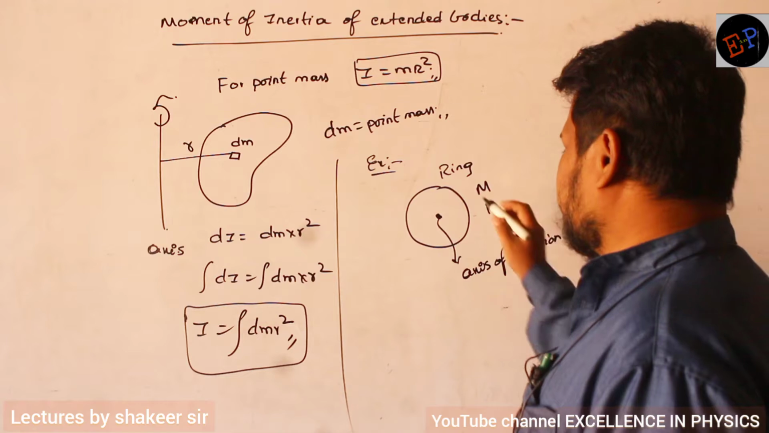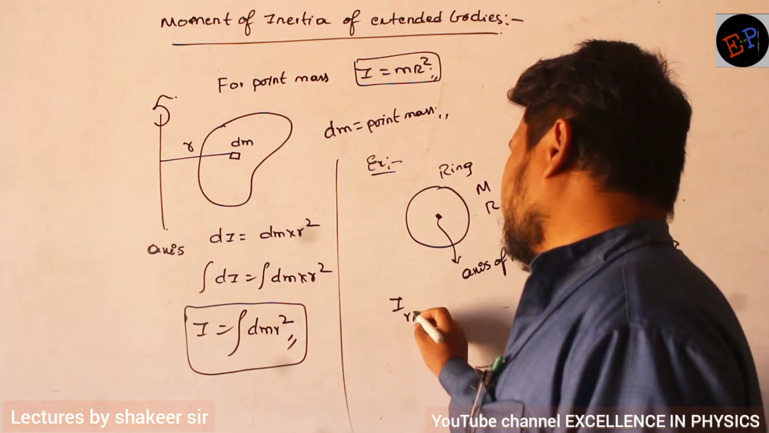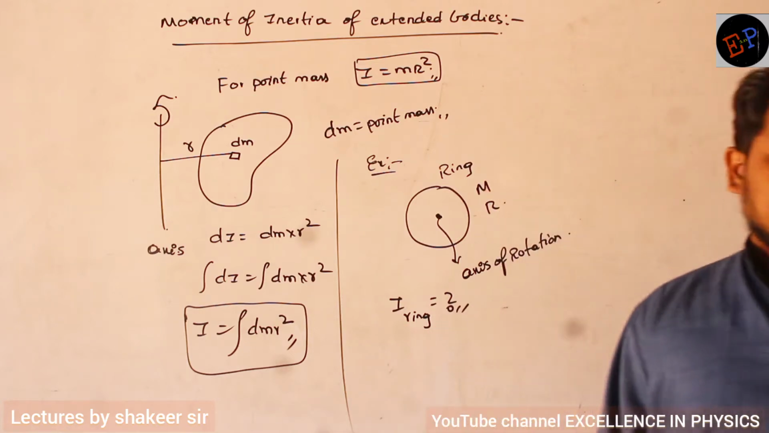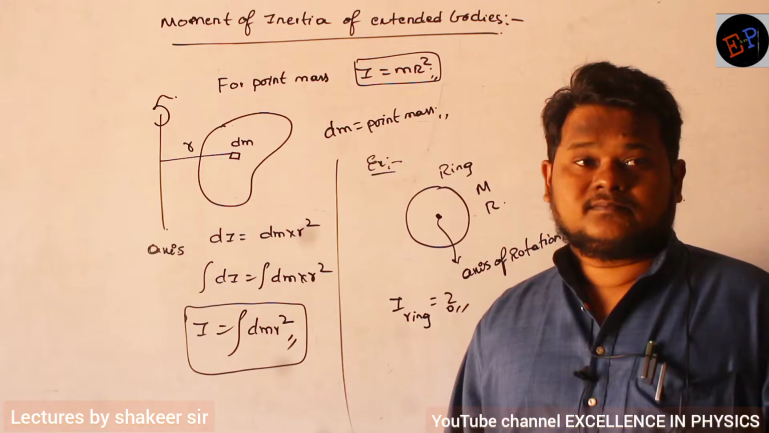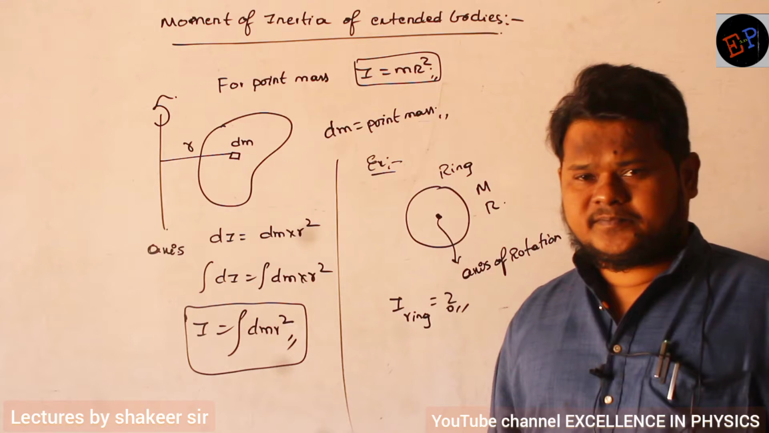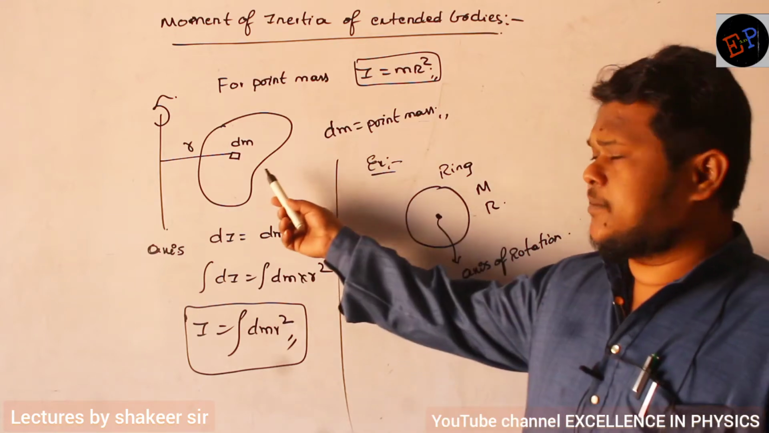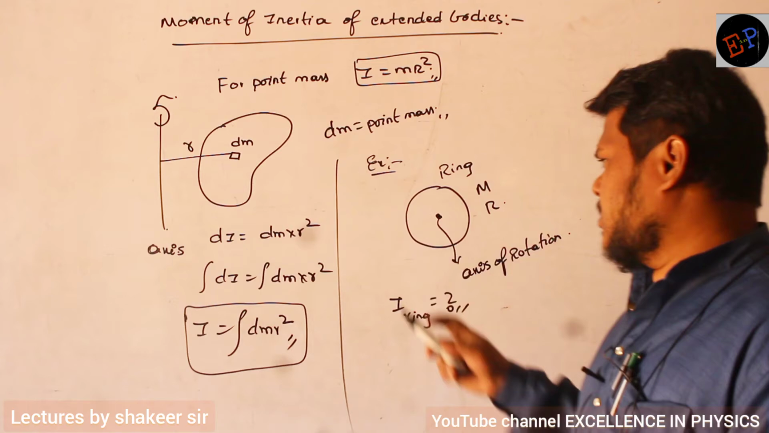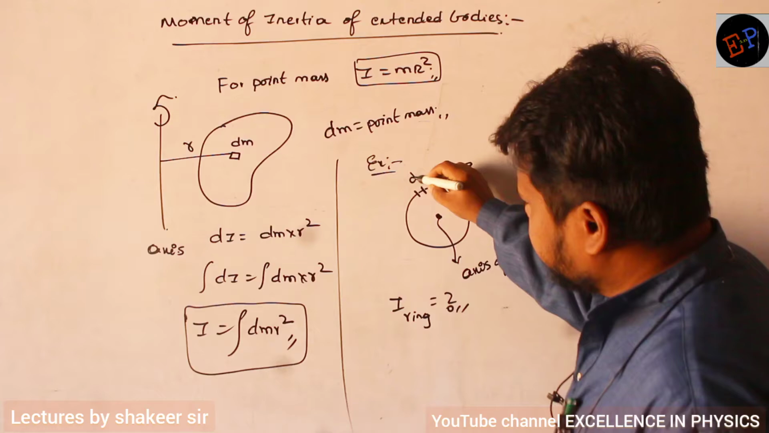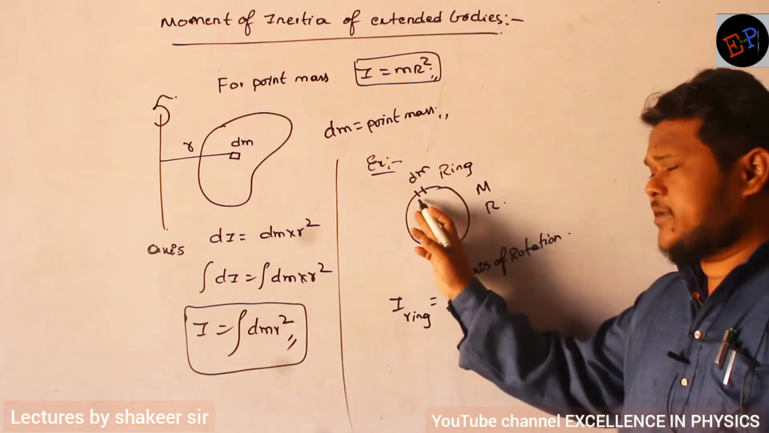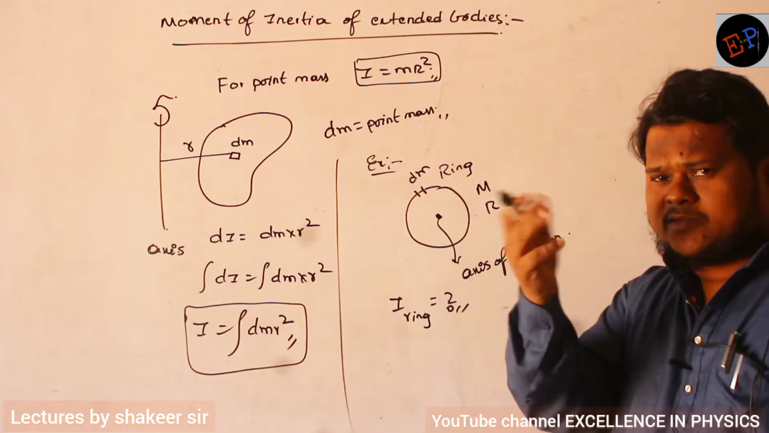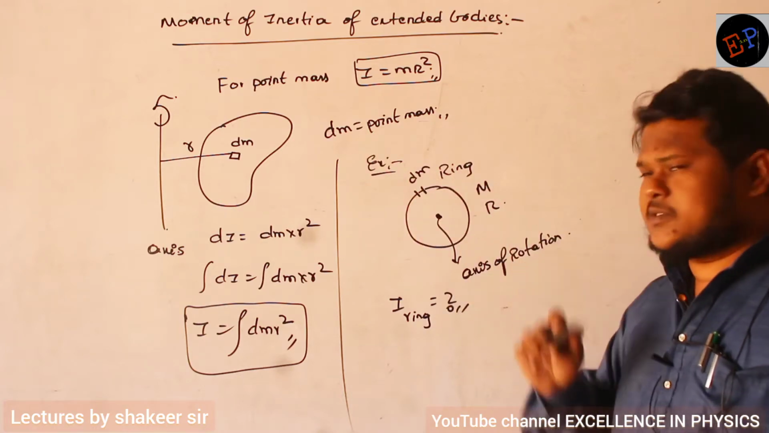Understood? Then in this condition how can I calculate the moment of inertia of this ring? How should I find out the moment of inertia of this ring? Apply this concept here. First, what should we do? Take a small dm. So here also I will take a small differential mass dm. Now this dm behaves like a point mass. If we take a small mass, it behaves like a point mass. So this is a point mass.